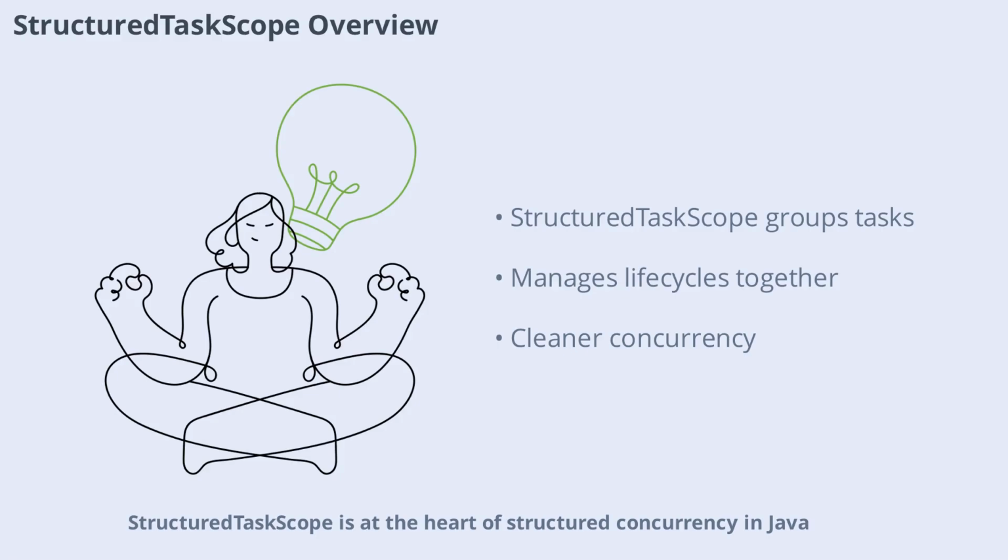StructuredTaskScope is at the heart of structured concurrency in Java. It allows you to start multiple tasks within a defined scope and ensures they are all completed or canceled together. This makes it easier to reason about your program's concurrency, avoid resource leaks, and handle errors consistently. As this feature matures, expect it to become a standard tool for Java developers.